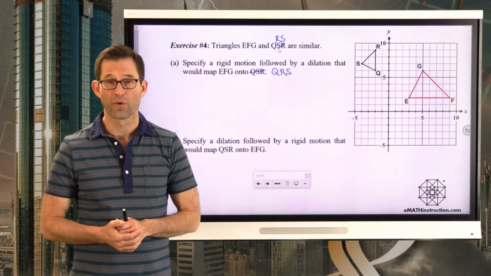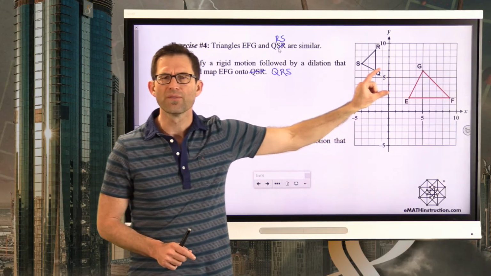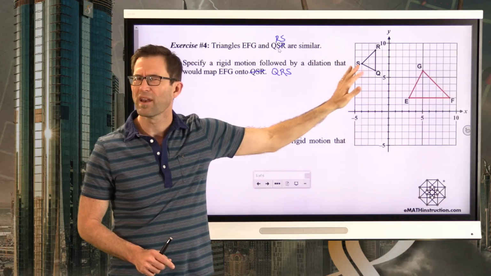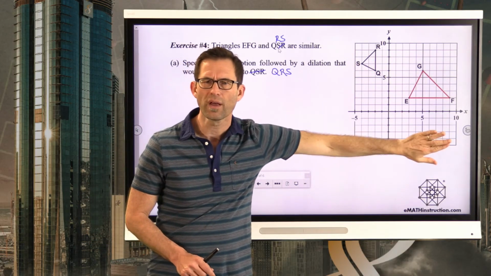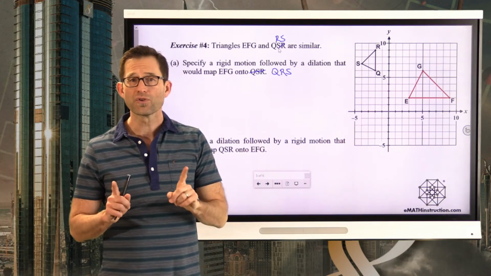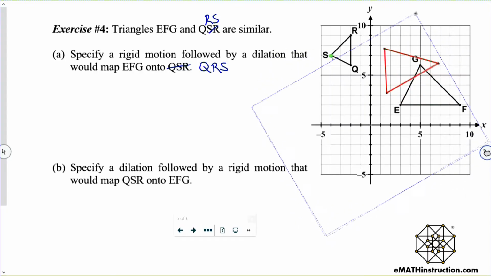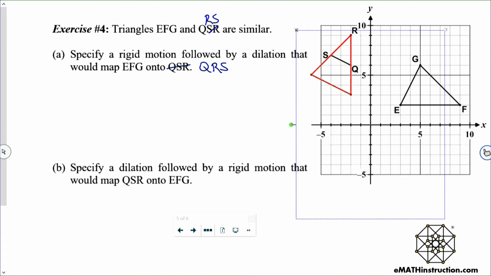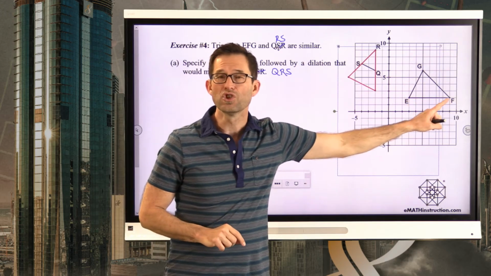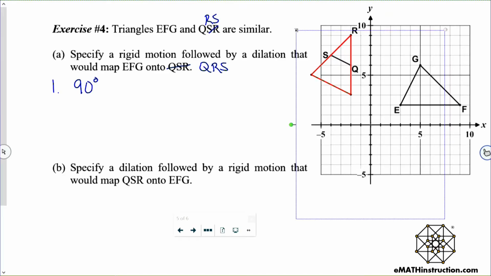All right, I want the rigid motion first. Now, what hopefully is obvious is that the rigid motion is not a translation. If it were, then the orientation of this triangle would roughly stay the same, but it hasn't. Likewise, it's not a reflection, because if it was a reflection across either axis, we could see that wouldn't quite be right either. In fact, the first transformation, if we're going with a rigid motion first, is a rotation by 90 degrees about the origin, right? If I rotate triangle EFG by 90 degrees about the origin, it lands right there. So the first thing is a 90 degrees counterclockwise rotation around the origin.